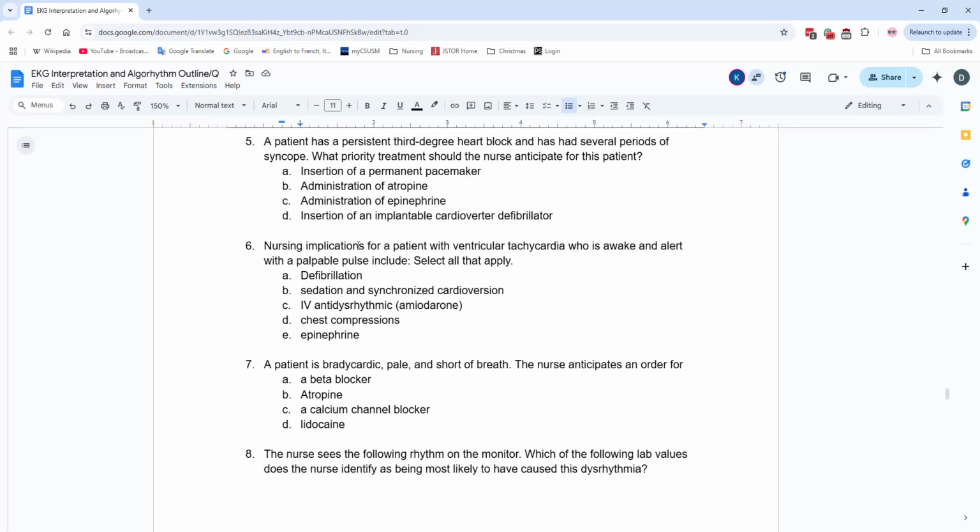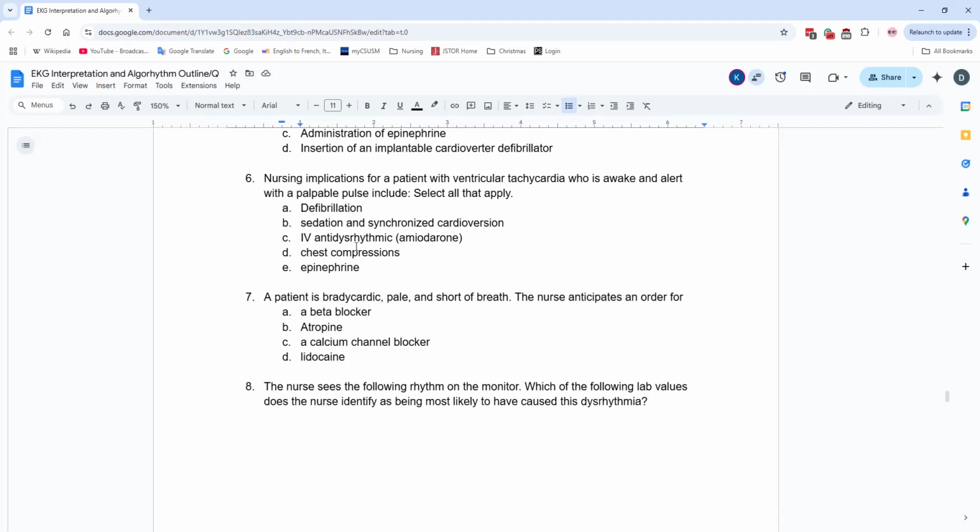Number 6. Nursing implications for a patient with ventricular tachycardia who is awake and alert with a palpable pulse include what?